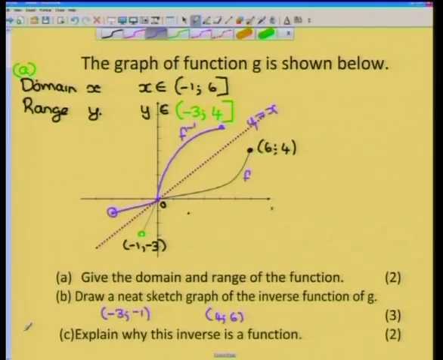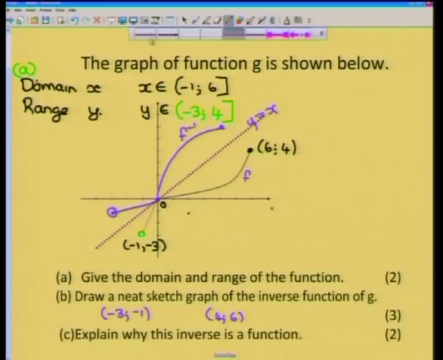Now, it says explain why this inverse is a function. Well, let's first of all make sure, is it a function? Let's take our test, which is our vertical line test. Let's get ourselves a line going. And let's search the graph. Now, we're looking at the blue. Do you agree with me? It's got one cut, one cut, one cut, one cut, one cut, one cut, one cut. Yes, most definitely it is.